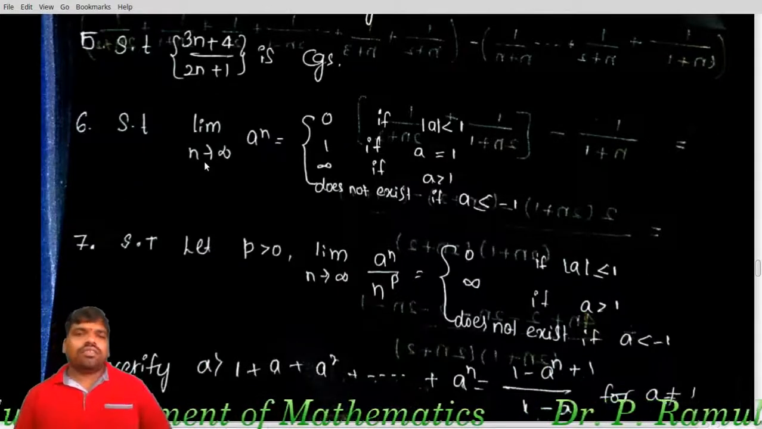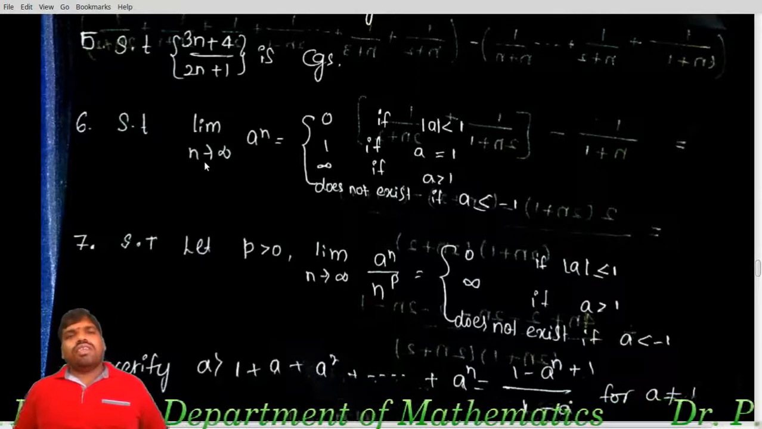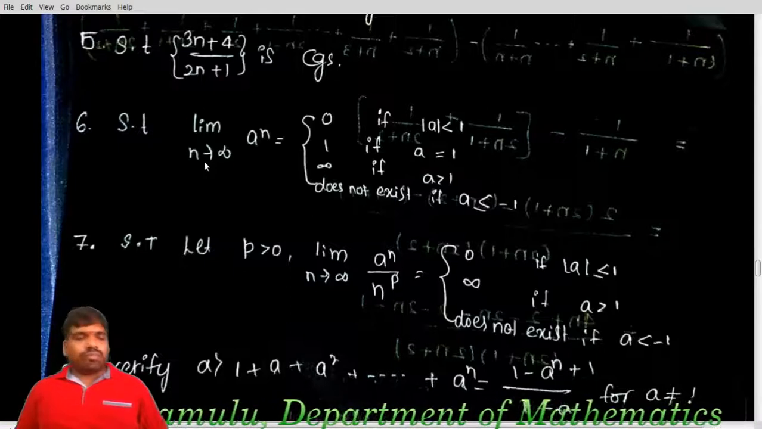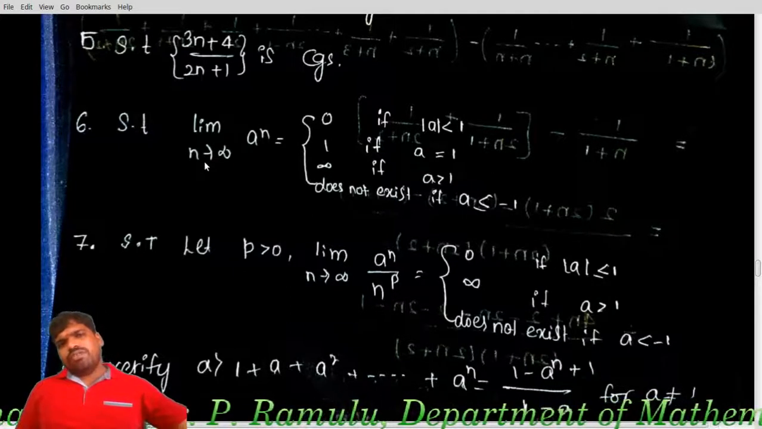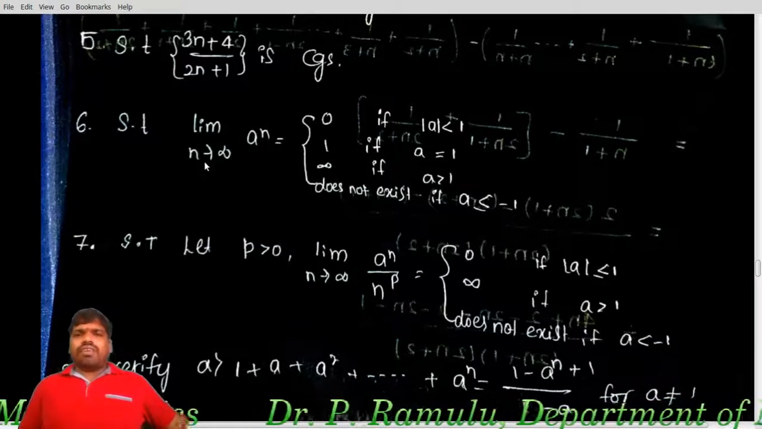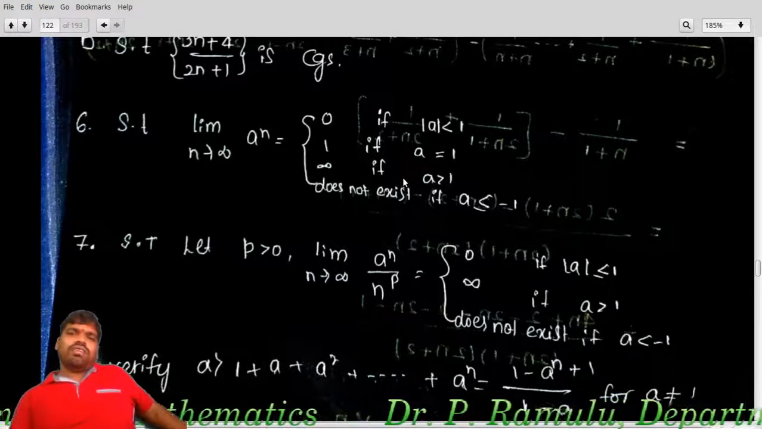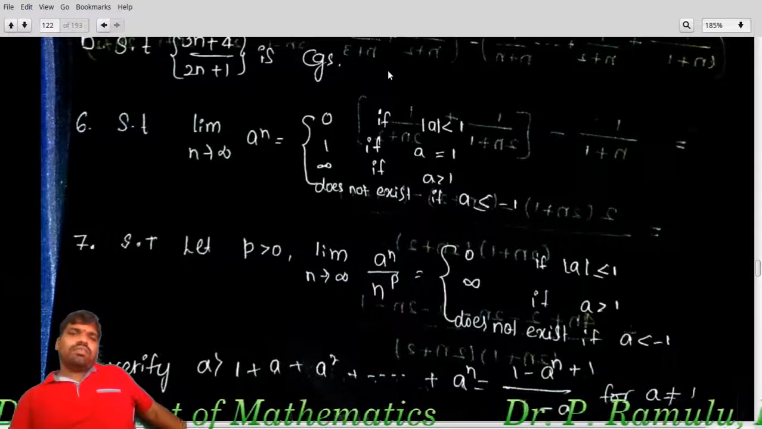Show that 3n plus 4 by 2n plus 1 is convergent. Solve these problems on your own. Sixth problem: the limit of a to the power n equals 0, 1, infinite. It is 0 if mod a is less than 1, 1 if a equals 1, infinite if a is greater than 1, and does not exist if a is less than or equal to minus 1. So this is an exam point, it is important.